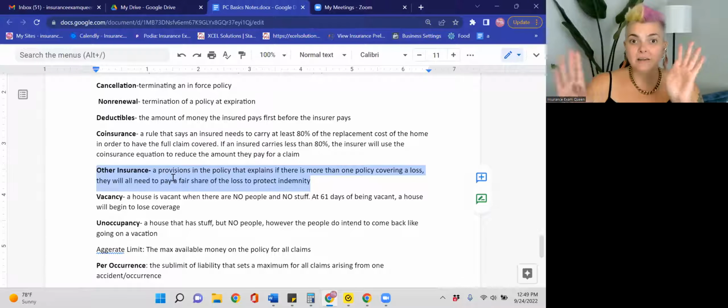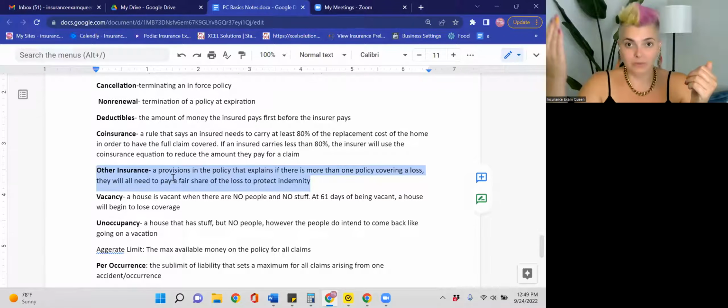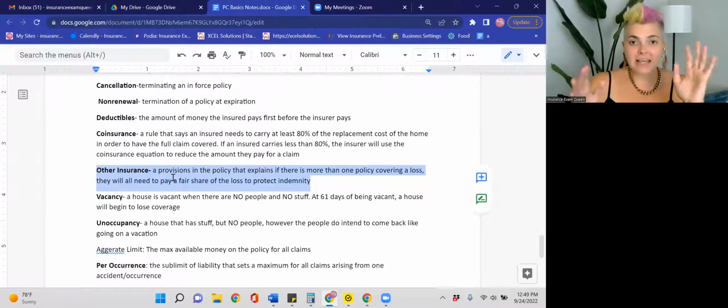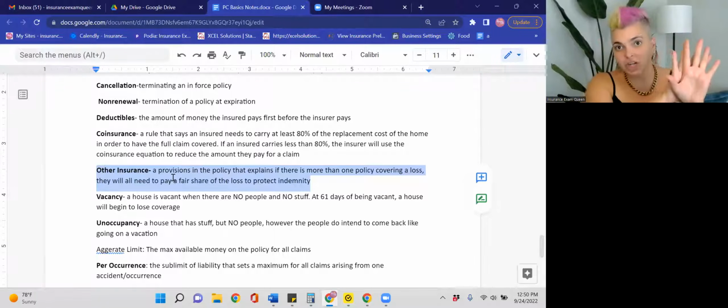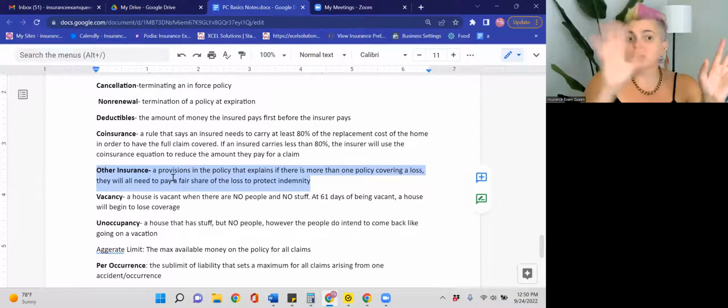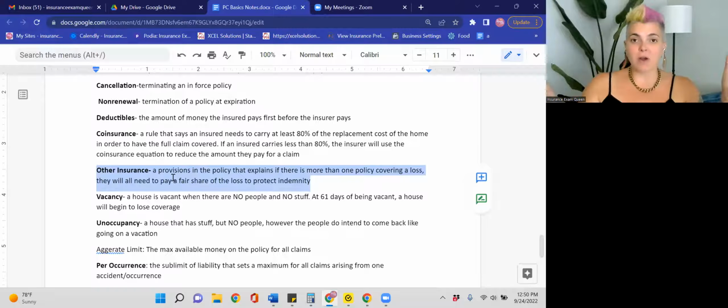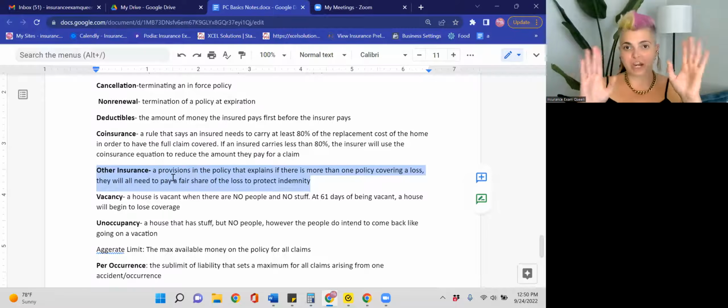And the reason for this provision, which means like a rule, and other insurance is a rule in the policy that says if I have more than one policy, then both insurance companies will pay a fair share in proportion to what they're covering. And there's a whole math problem with that. It's called pro rata. How do we find the fair share?